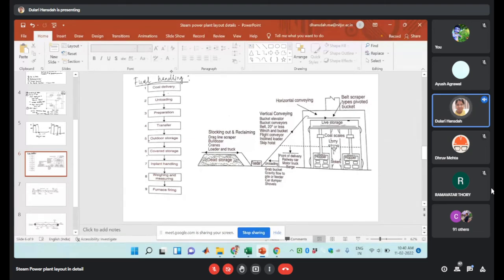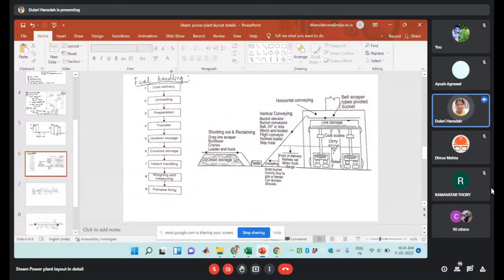Then there will be the weighing and measuring: the amount of coal used in the furnace will be discussed in this case. Then there will be the furnace firing, which means when it is fired to burn. Different equipment is used in this furnace firing system, which I will discuss in the next class. So this is all about the various stages involved in the coal handling system.